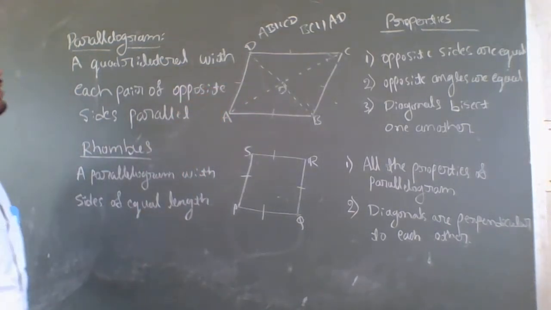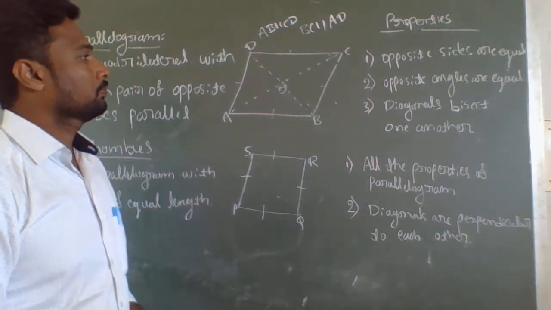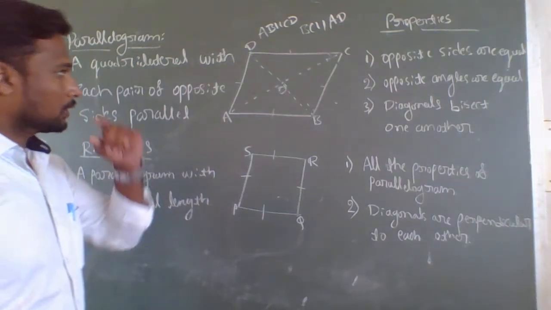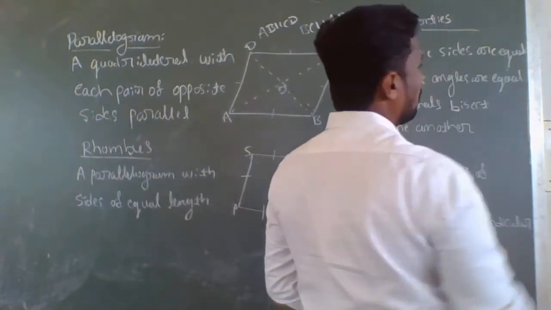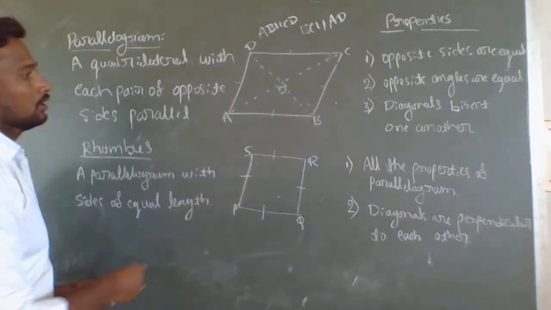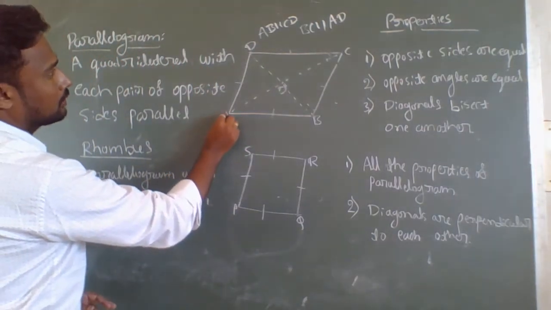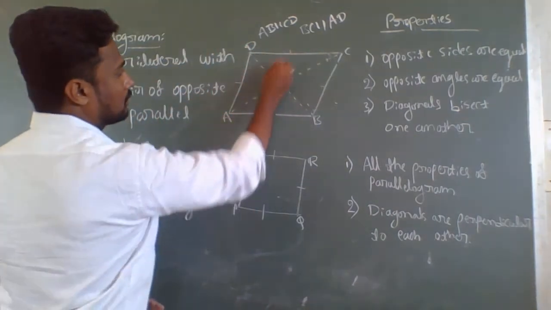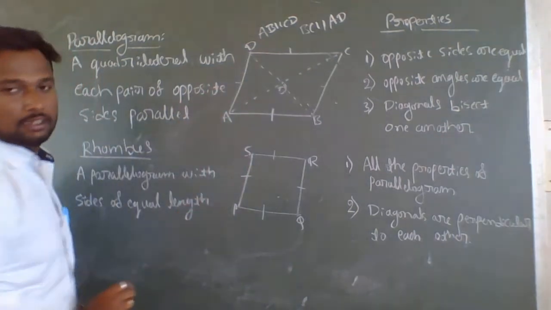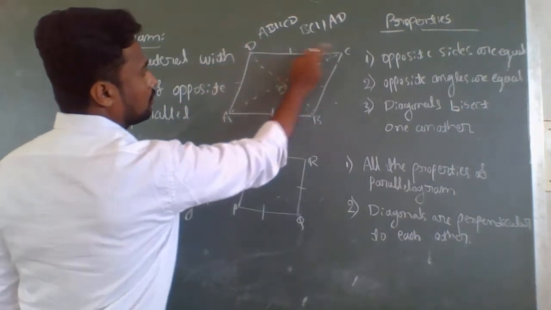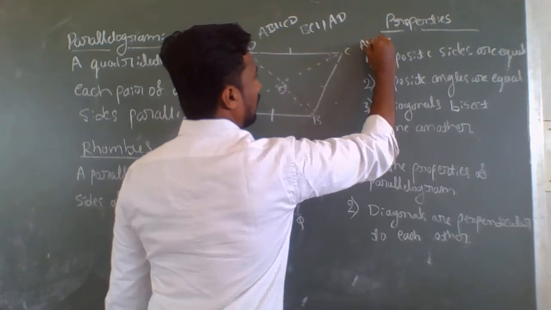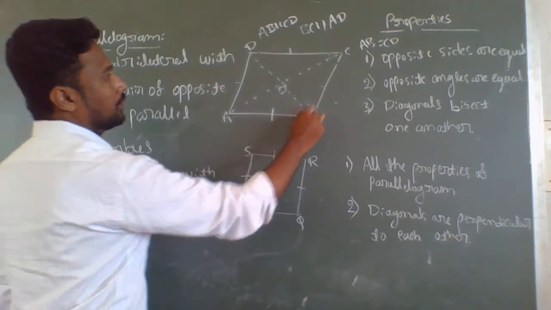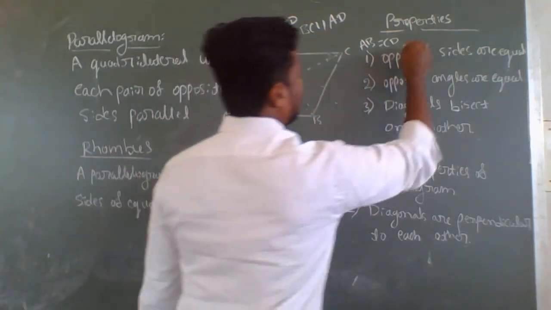And now we will see the properties of a parallelogram. There are mainly three properties of a parallelogram. First one is opposite sides are equal. Opposite sides means AB is equal to CD. These are the opposite sides. These two sides are equal to each other. AB equals CD. And again, BC is equal to AD.